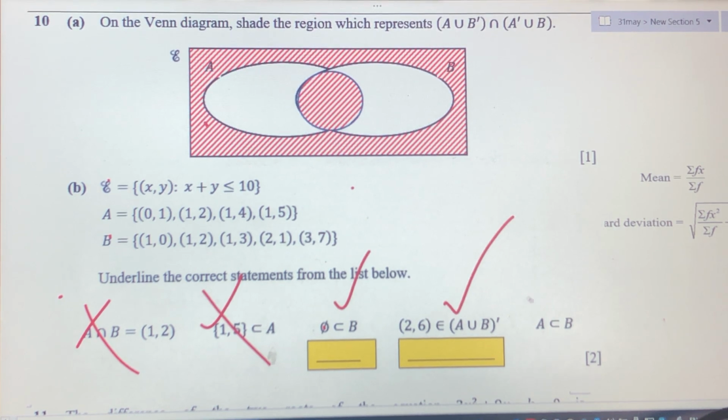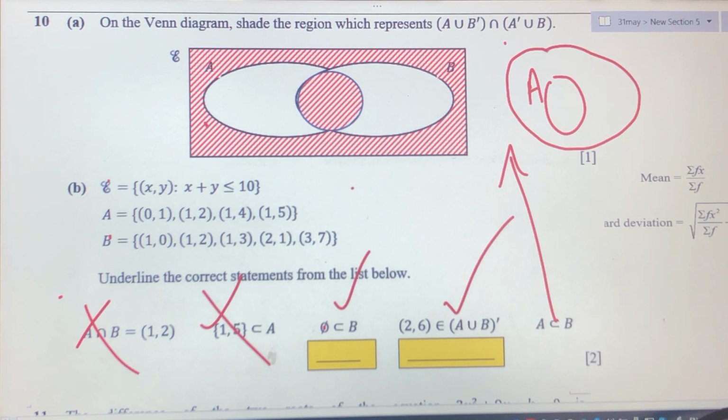Now, the last one. A is a proper subset of B. Now, you must understand this very well. Proper subset means A, this set, is totally inside B. It cannot even be sticking out like that. Cannot be like that. It is totally inside. Not only that, for a proper subset, B must have things that A doesn't have. That means they cannot be equal.